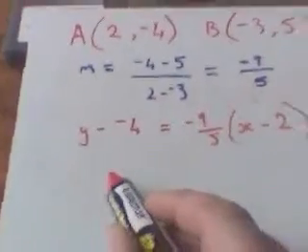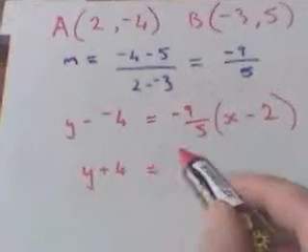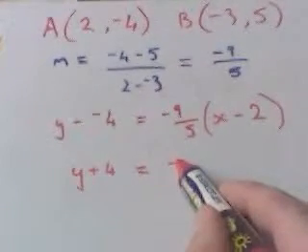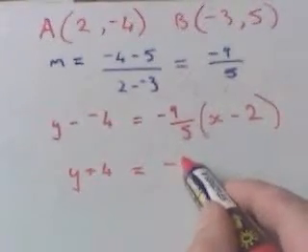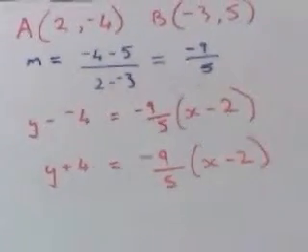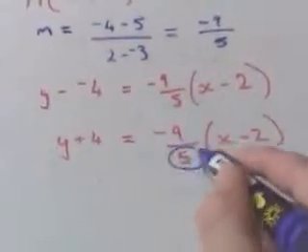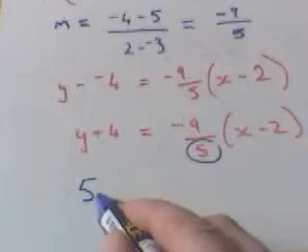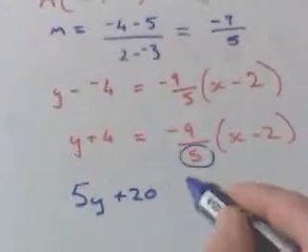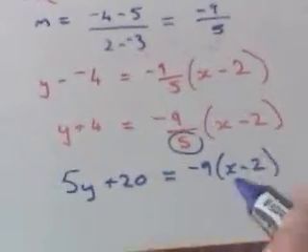So at this point we've now got y add 4 equals minus 9/5 lots of x minus 2. At this point I'll be a little bit savvy in what I'm doing. I'm going to multiply both sides by 5. So that gives me 5y plus 20 equals minus 9 lots of x minus 2.